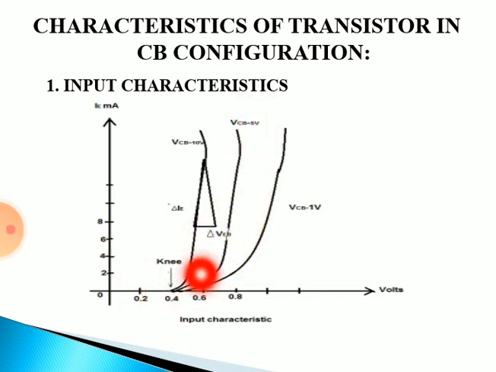So these are the input characteristics. If you want to define the input resistance, which is denoted by Ri, it will be equal to change in your VBE voltage divided by change in your IE, keeping VCB constant. Basically your input resistance will be very small.